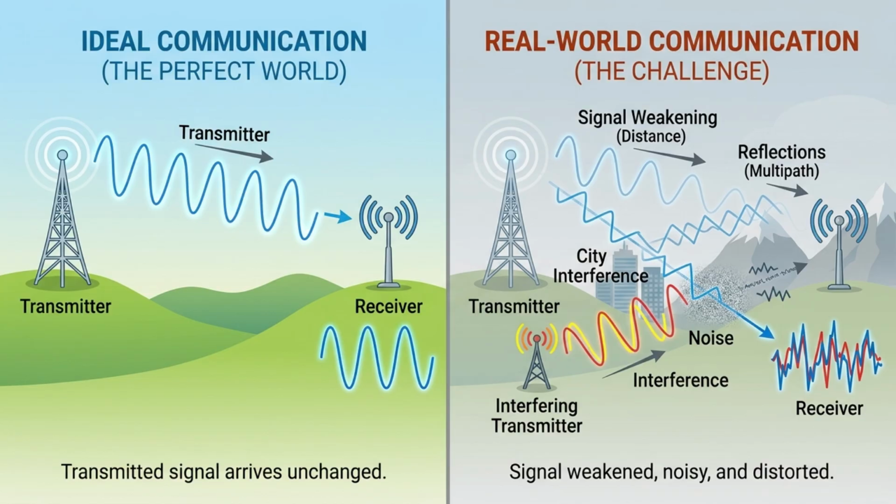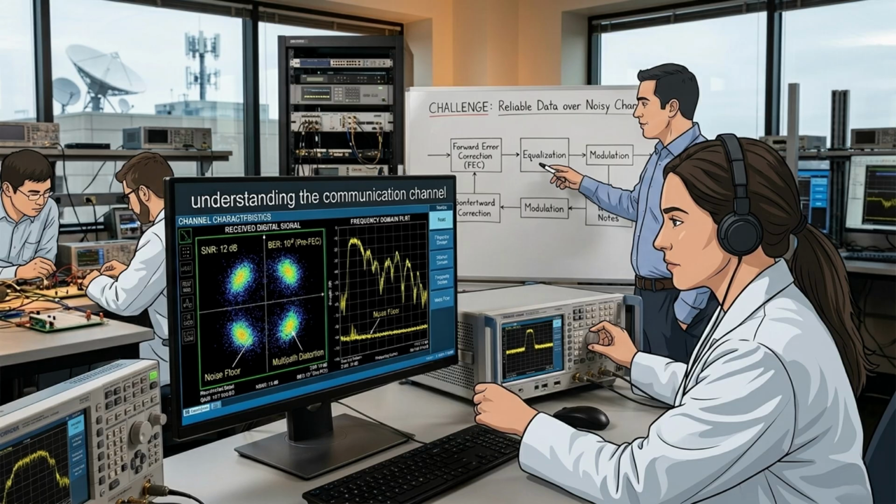Signals become weaker with distance, reflections create multiple propagation paths, noise is added from the environment, and interference from other transmitters may distort the information. This creates one of the biggest challenges in communication engineering. How can information survive an imperfect transmission path and still be recovered accurately by the receiver? The answer begins with understanding the communication channel.